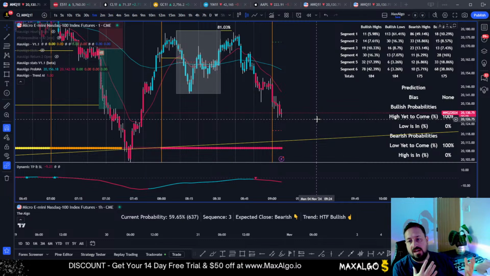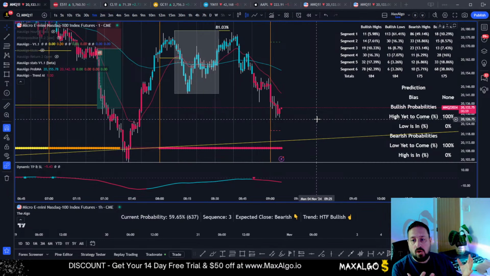We might want to trade more of a range strategy or a return to the open strategy, things like that. But then when we get a sequence one of a higher time frame bullish and it's strong bullish, it's like, okay, right now we might want to trade more of a trend strategy. We can adapt to the market where the current conditions are now.